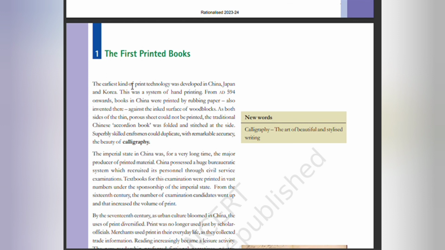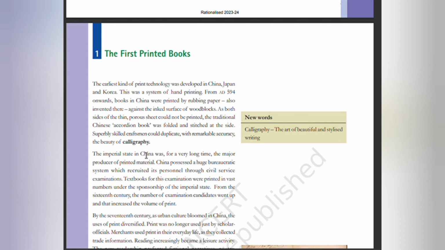The first printed books. The earliest kind of print technology was developed in China, Japan, and Korea. This was a system of hand printing. From AD 594 onwards, books in China were printed by rubbing paper, also invented there, against the inked surface of wood blocks. As both sides of the thin, porous sheet could not be printed, the traditional Chinese accordion book was folded and stitched at the side. Superbly skilled craftsmen could duplicate with remarkable accuracy the beauty of calligraphy. Calligraphy is the art of beautiful and stylish writing.